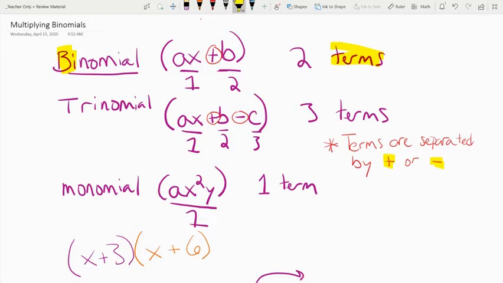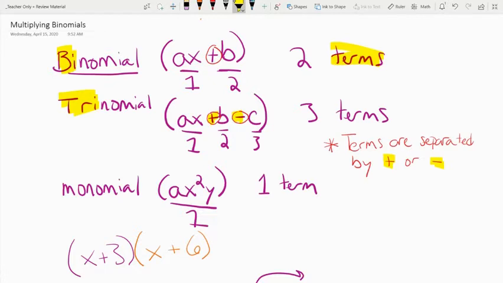Binomials have two terms. There's also something called a trinomial. Trinomials have three terms. And I know this because there's one term, here's a plus sign, so that means now I'm on my second term. And then there's a minus sign, so now I'm on my third term because again, terms are separated by plus or minus. So there's my plus and there's a minus in there, so I've got 1, 2, 3 terms.